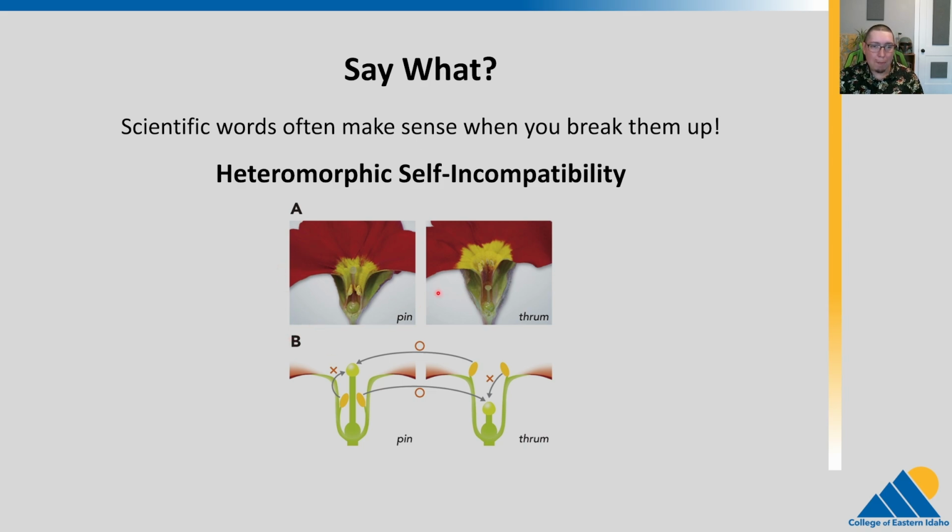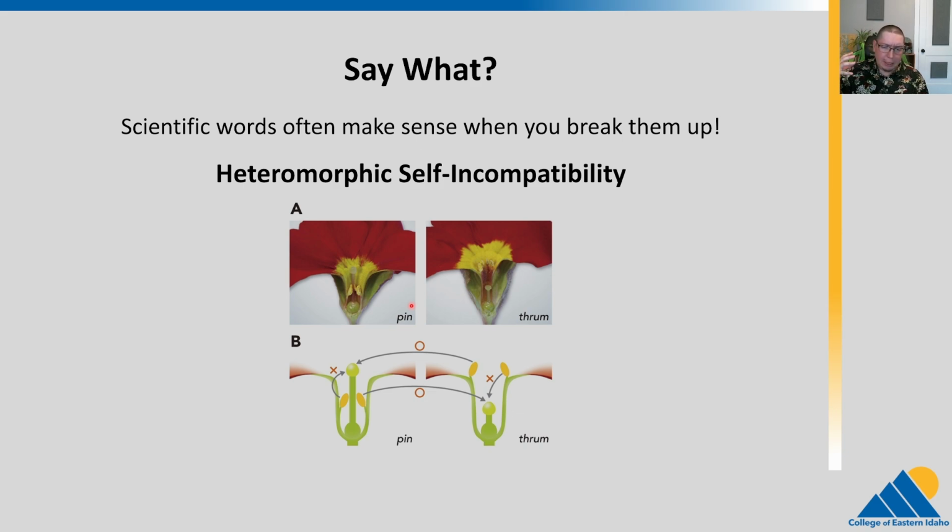We have one mating type called pin, where it's got this long female organ with the anthers, the male bits, down here lower in the floral tube, and the reciprocal, the thrum type, has the short female and the male anthers are up higher over here. So you've got to cross these two things to get compatible offspring. You can't self-fertilize either. So that is a really complicated system.